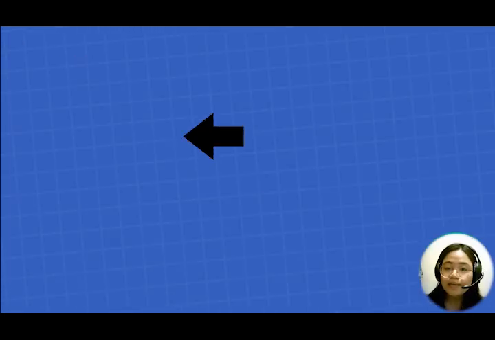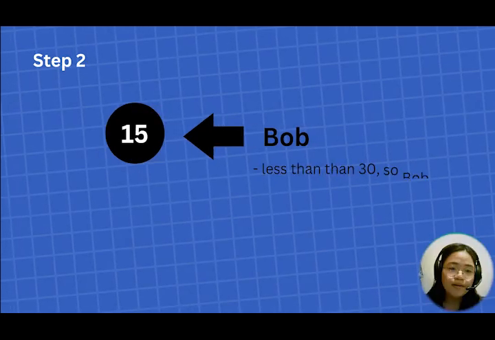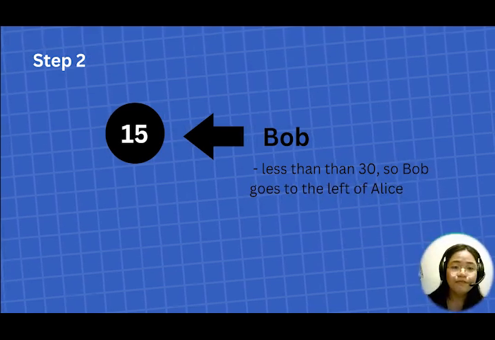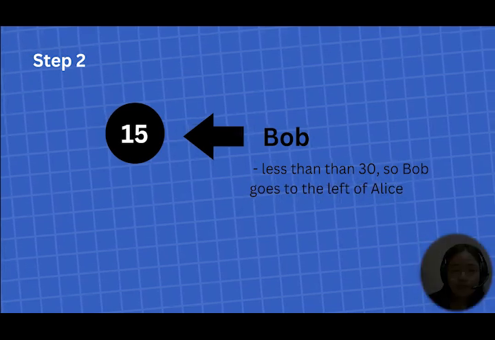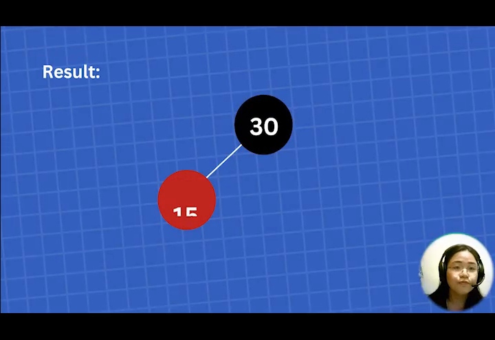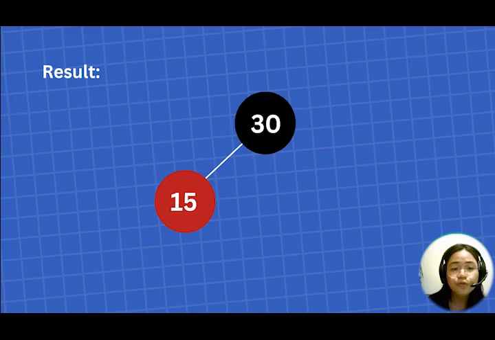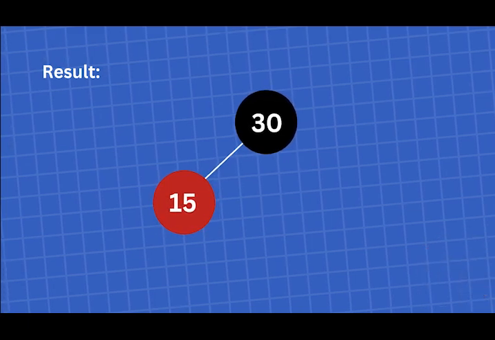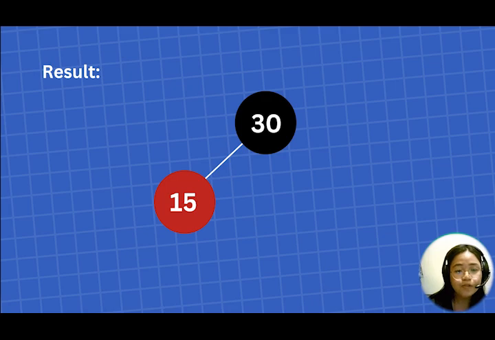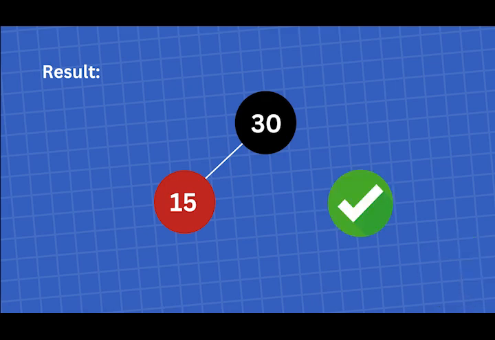Next step, we insert Bob. Bob has a priority number of 15. And as you can see, 15 is less than 30, so Bob goes to the left of Alice. Since the rule of the red-black tree is that new nodes are red by default, Alice is black and Bob is red, so no rules are violated.